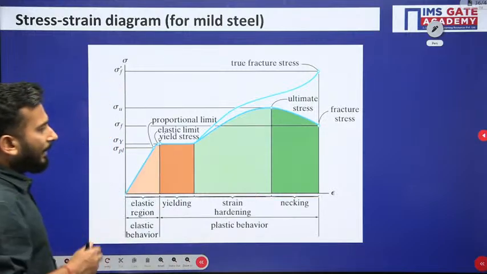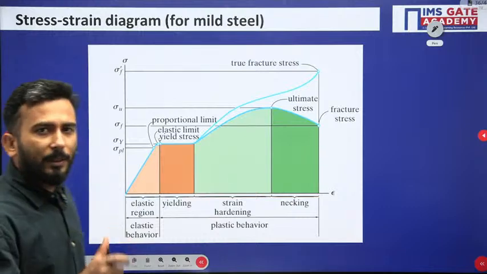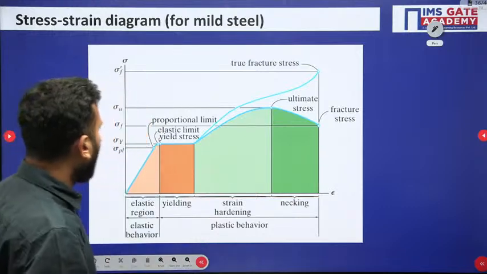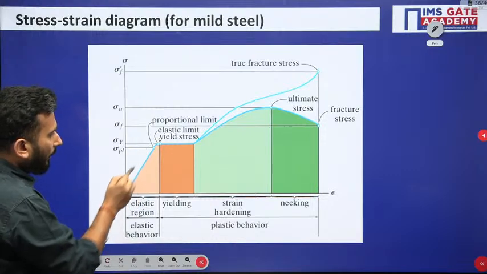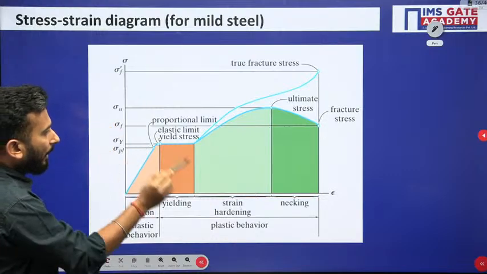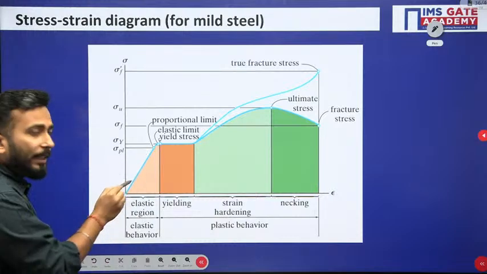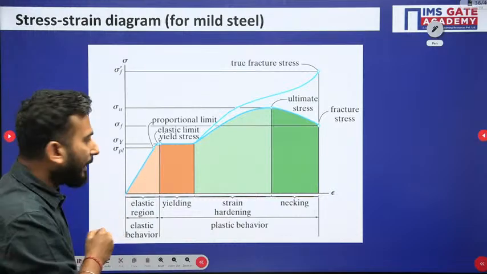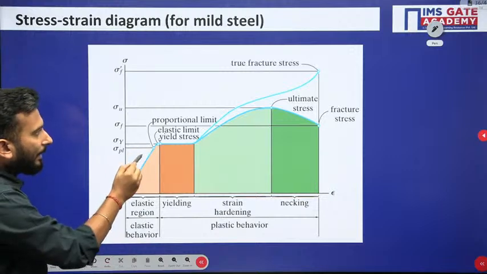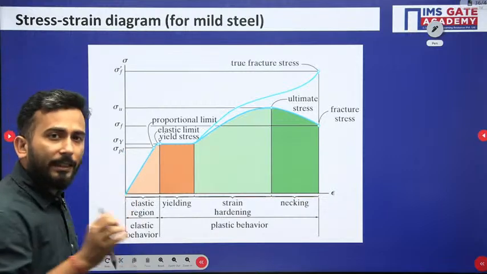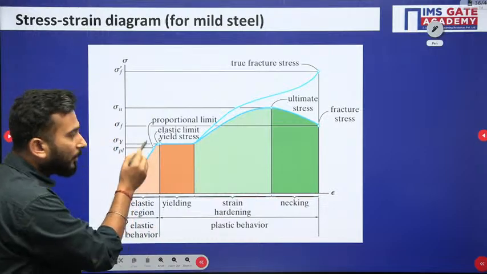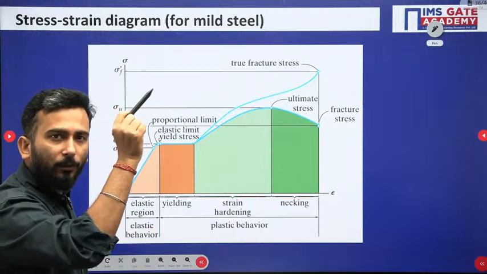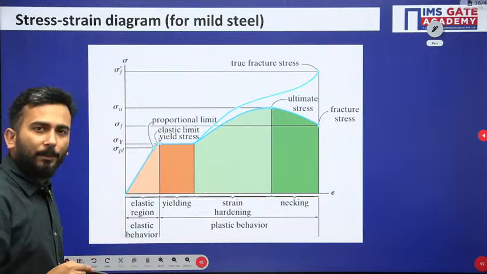Now my dear friends, let me explain what the different parts of the region are. Initially you will see a relation of sigma and epsilon that is a straight line. This straight line is where the linear relationship between stress and strain exists, and the topmost point of it is the proportional limit.